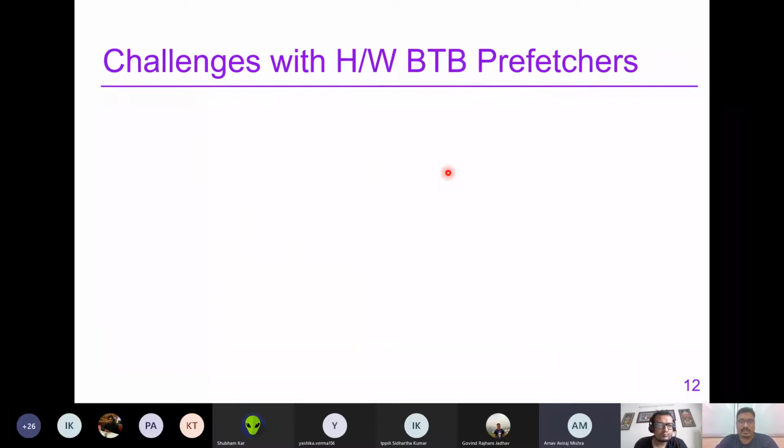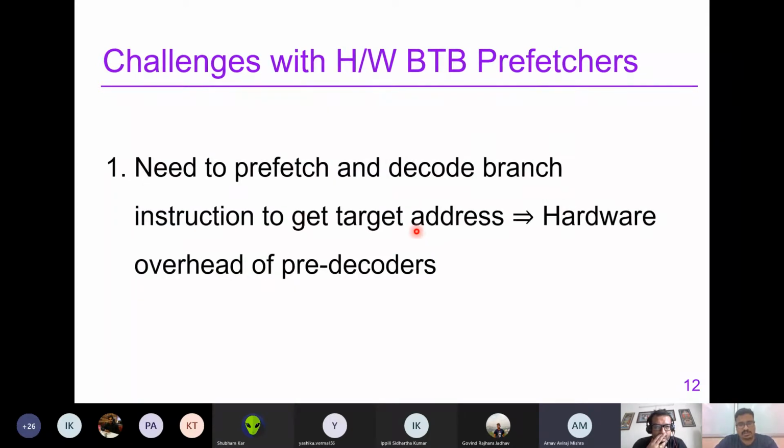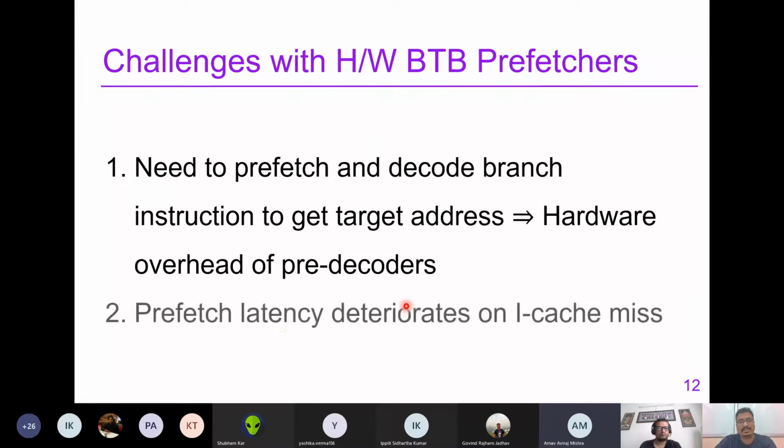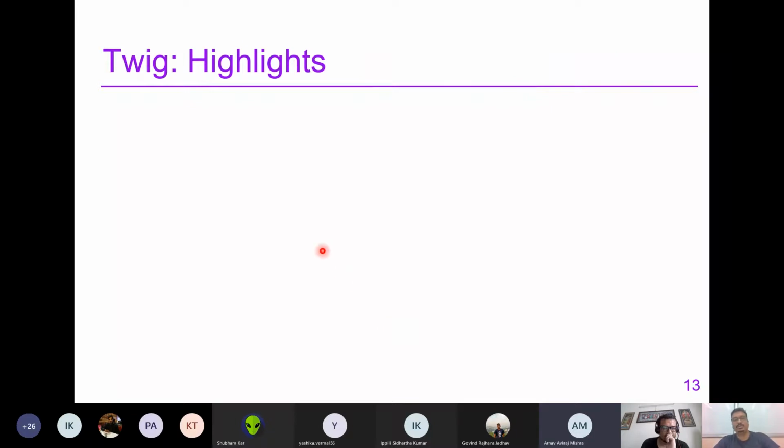Now we also take a look at the challenges with hardware BTB prefetchers. Both Confluence and Shotgun are hardware BTB prefetchers. First, to prefetch, we also need to decode the branches to get the target address, which creates hardware overhead from adding additional decoders. And the latency depends on whether that particular branch instruction is in the iCache or not. If it is not in the iCache, then the prefetch latency deteriorates. We will now see how Twig addresses these two challenges.